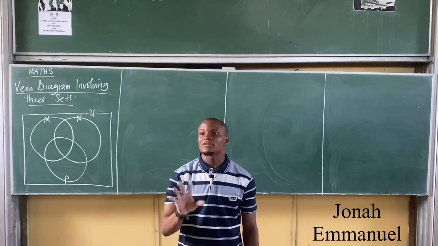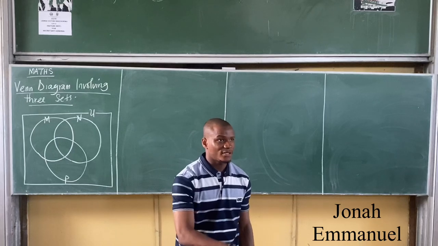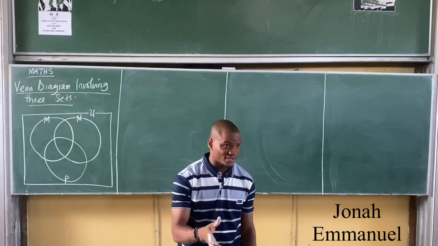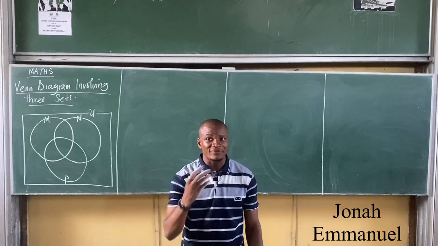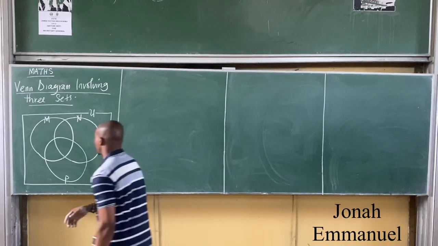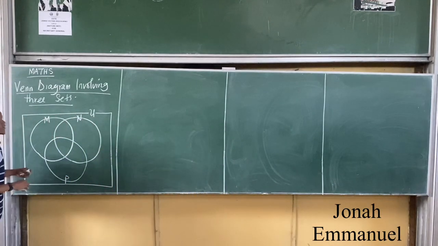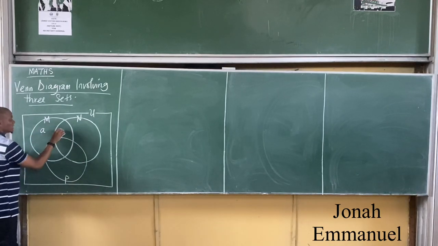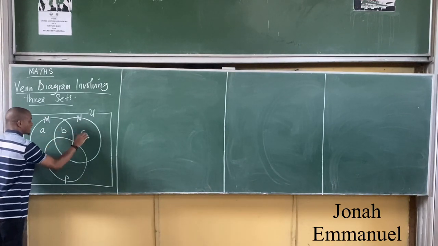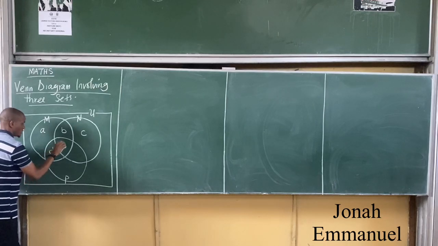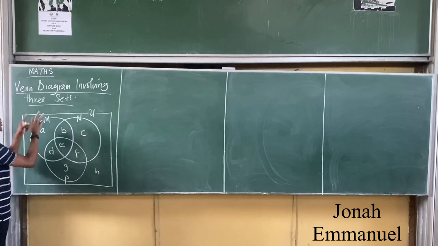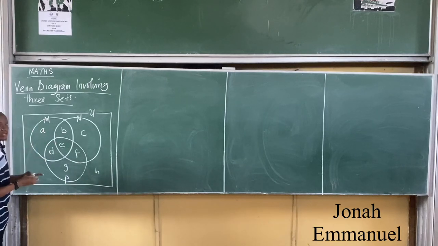All right, so look up. First task, let's define all the spaces. Just like we did with the Venn diagram for two sets, we defined all the spaces. For this one too, let's define all the spaces. I'll use small letters for each of the spaces: this point here, call this A, this one B, C, D, E, F, G, and H.